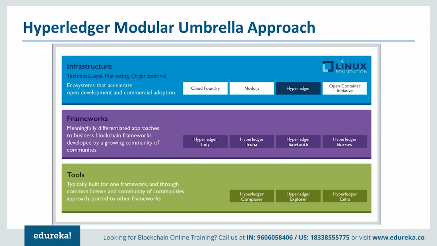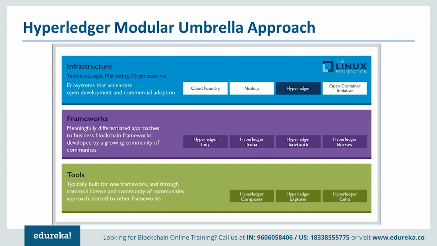And then Hyperledger Burrow. Again, the rest of your Hyperledger implementations are just for study purposes, or for testing purposes, or for research purposes. The most common ones which are used are Hyperledger Fabric, Hyperledger Sawtooth, Hyperledger Indy, and in some cases Hyperledger Iroha.